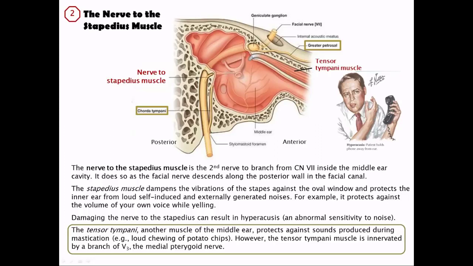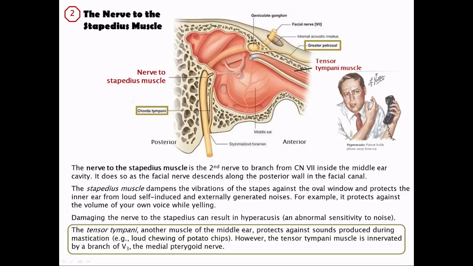The footprint of the stapes sits against an opening called the oval window. When the stapedius muscle contracts, it dampens the vibrations of the stapes against the oval window. By dampening these vibrations, the stapedial reflex protects the inner ear from loud, self-induced, as well as externally generated noises. For example, it protects against the volume of one's own voice while yelling. If the nerve to the stapedius is compromised, preventing the stapedius muscle from contracting, hyperacusis can result, which is an abnormal sensitivity to everyday noise.